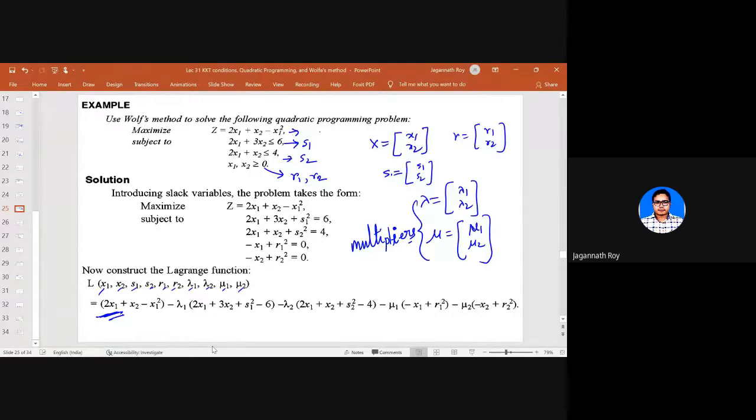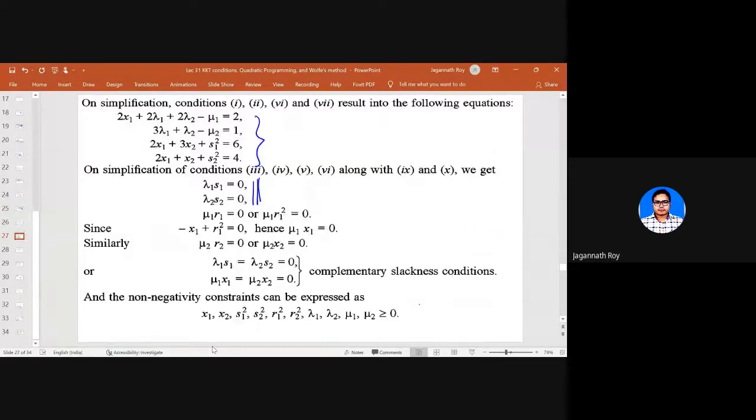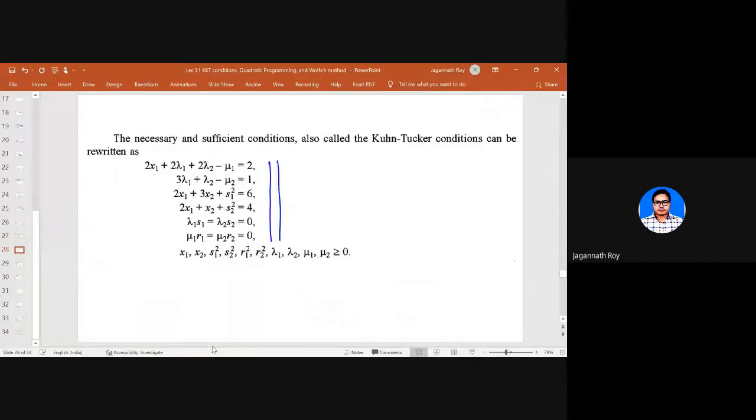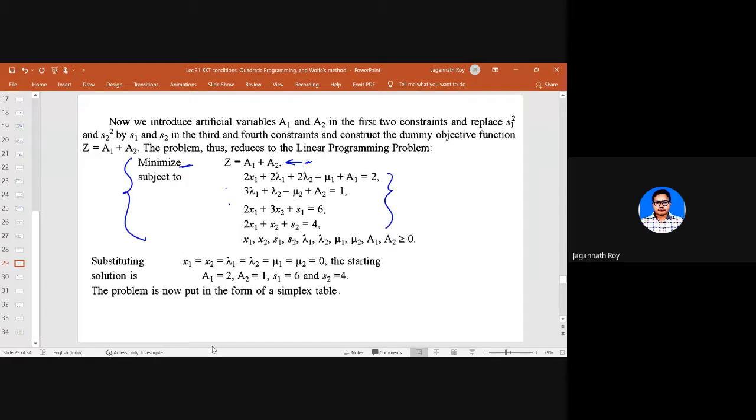But the thing is, you have to know how to find the Kuhn-Tucker conditions. These Kuhn-Tucker conditions are used to formulate the slack variables. You can see here, the slack variables are written in this way, but the slack variables are actually ultimately removed in the linear case.